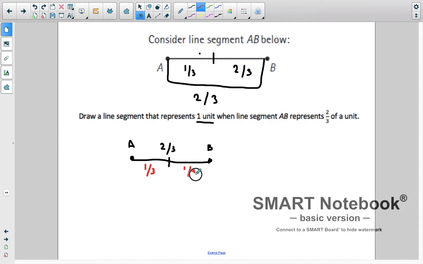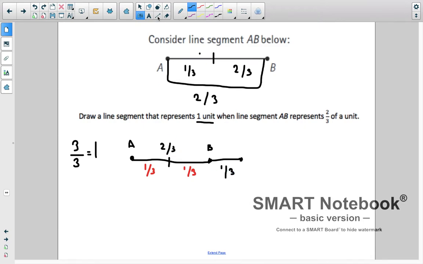That makes 2/3. Now, how many thirds or pieces do I need to add to AB to make it 1 whole? Remember that 1 whole can be 3/3, which means the same thing as 1 whole. So I have 1/3, 2/3, and I need to make another line to get to 3/3.